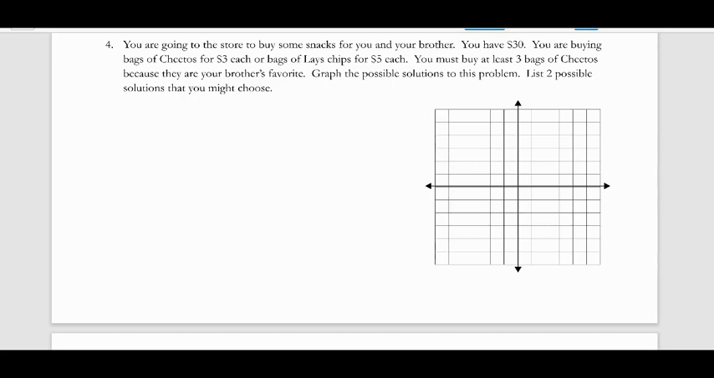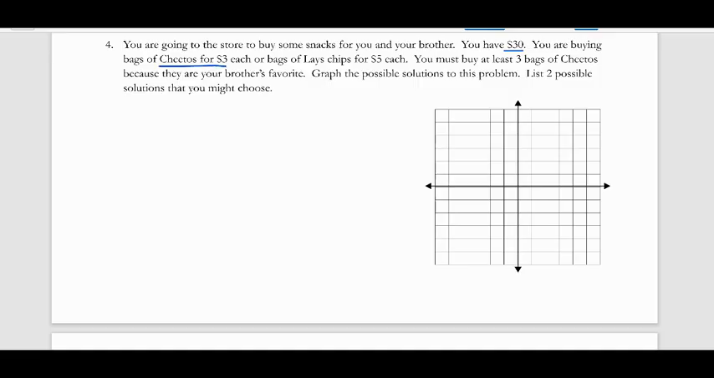All right, for this word problem, it says you're going to the store to buy some snacks for you and your brother. You have $30. You're buying bags of Cheetos for $3.